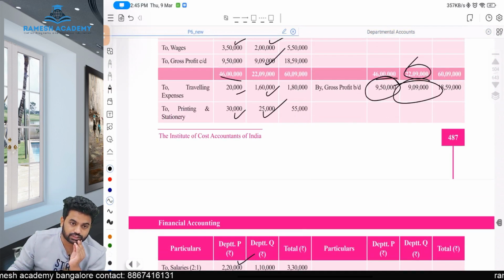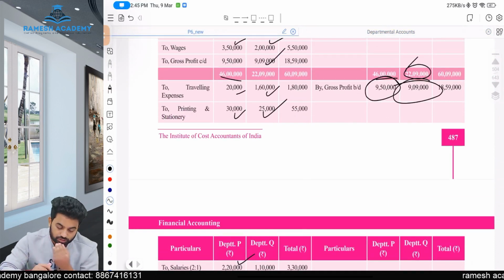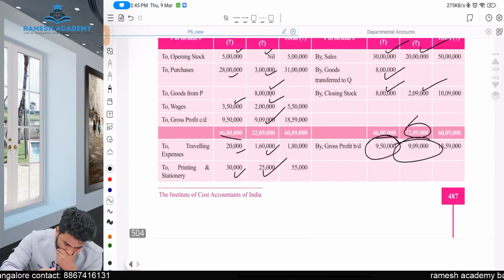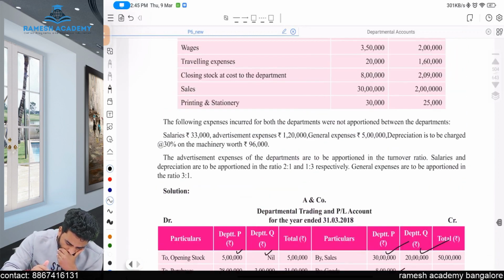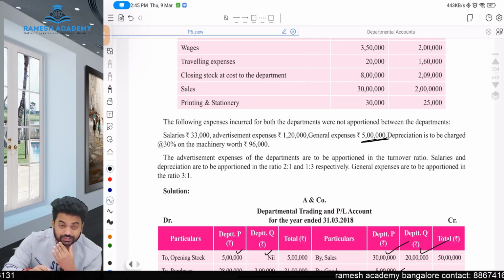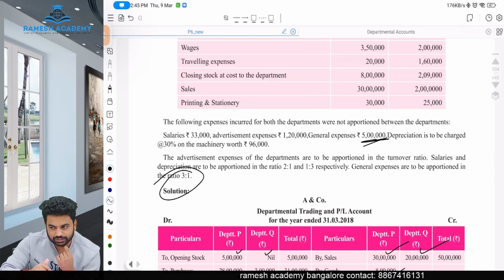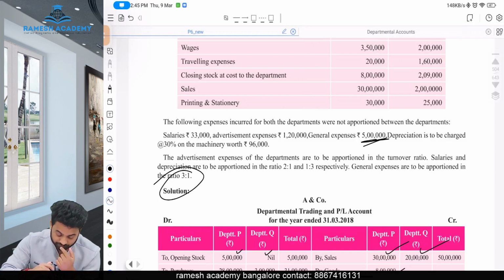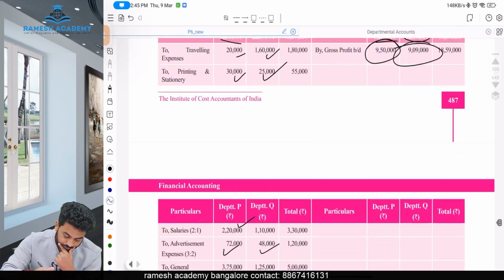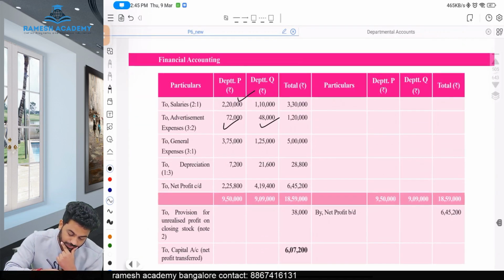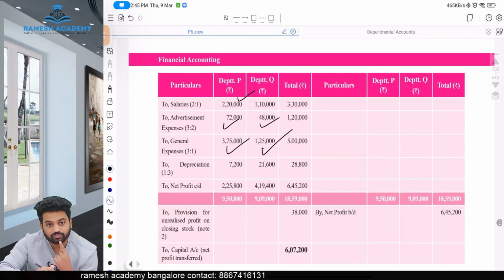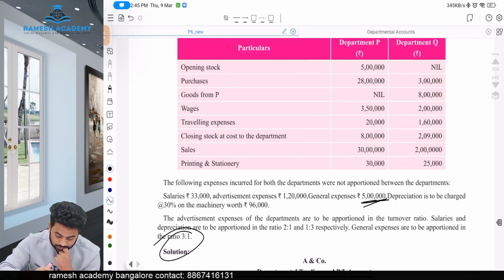Next, what is there, sir? Give me a second. General expense of 5 lakh is there. General expense is to be apportioned in the ratio of 3:1. So basically it is 375, 125. General expense 375 and 125. Okay, done.